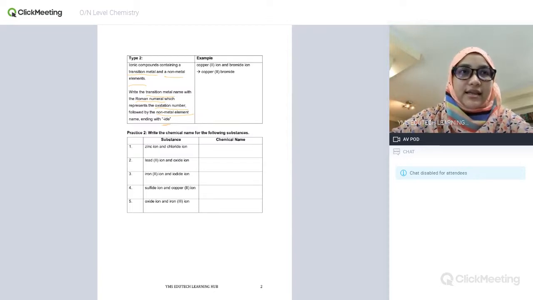Okay, let's take a look at an example. Copper 2 ion and bromide ion. So we will write the name of the transition metal first, accompanied with the oxidation number. So that will be copper 2 bromide. All right. So let's take a look at practice 2.